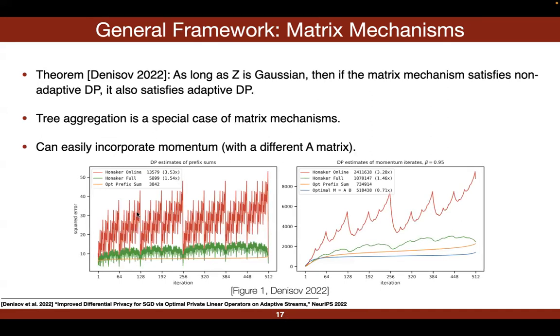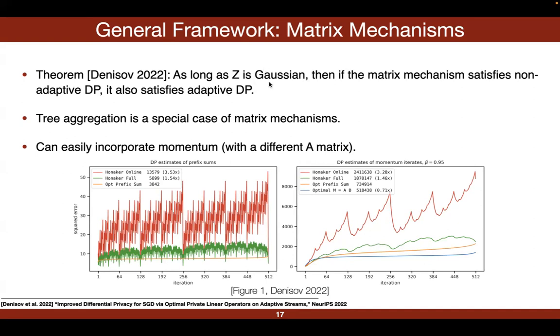Yeah, so here's a figure about the performance of different prefix sum mechanisms. So this online and full are basically the two tree aggregation mechanisms I introduced previously. And both of them are much worse compared to the optimal prefix sum matrix factorization. Yeah. Okay, so I guess I'll pause here and see if there's any question regarding these matrix mechanisms.